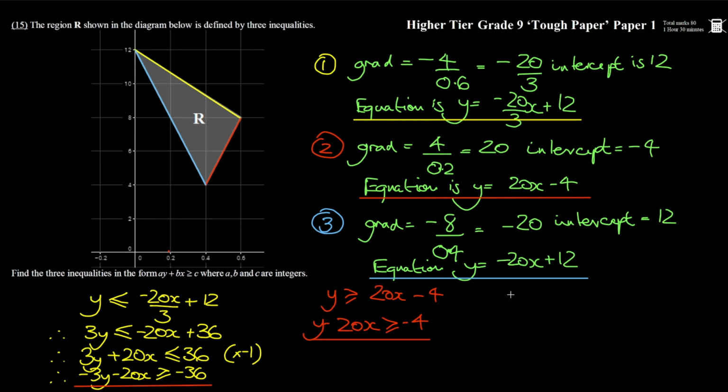And now the blue line. With the blue line, we've got to be above it. So y has got to be greater than or equal to negative 20x plus 12. And again, putting the x's and y's on the left-hand side of the inequality and just leaving the constant on the right, we get y plus 20x is greater than or equal to 12. And yet again, that is in the form they want. We're all in integers. And those three should be your three answers.